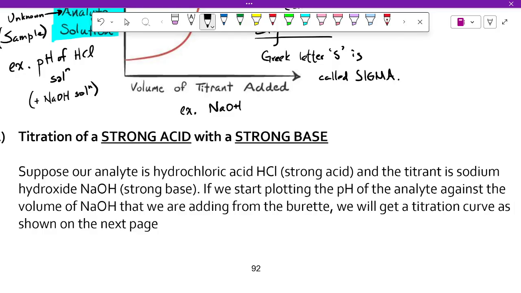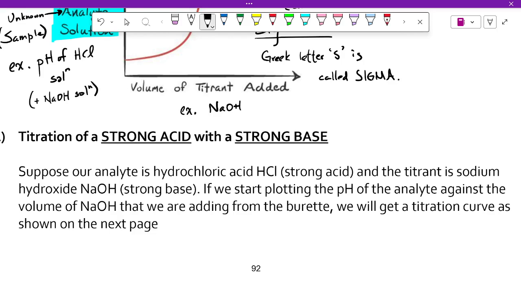Okay, titration of a strong acid with a strong base. Have we done calculations with a strong acid and a strong base when we mix them? We have a quiz on that tomorrow, so hopefully we have. Yes? Okay.